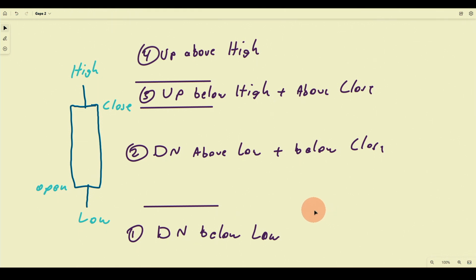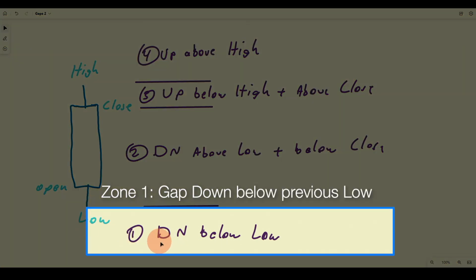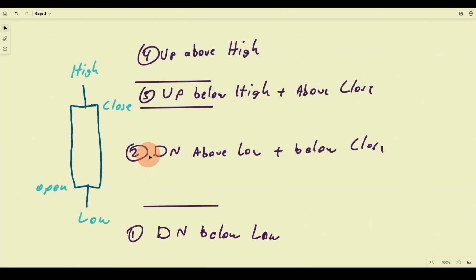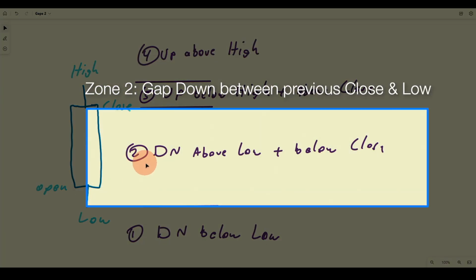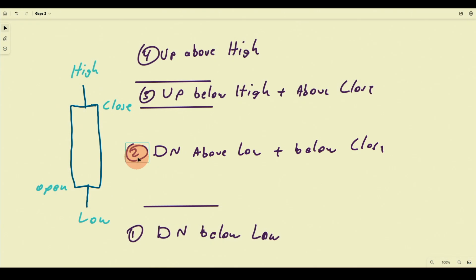First of all, we need to divide where the gap will happen. So imagine this is the previous bar, and today the open happens below the low of yesterday. So this is a down gap below the low. This is zone 1. Zone 2 happens when the open happens below the previous close and above the low. So this is zone 2.